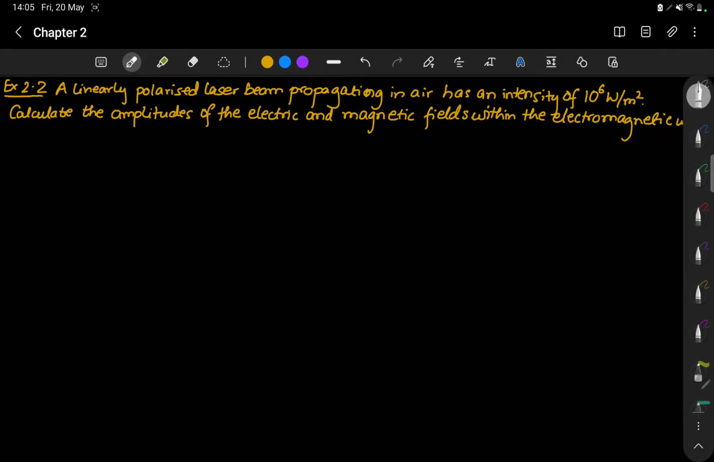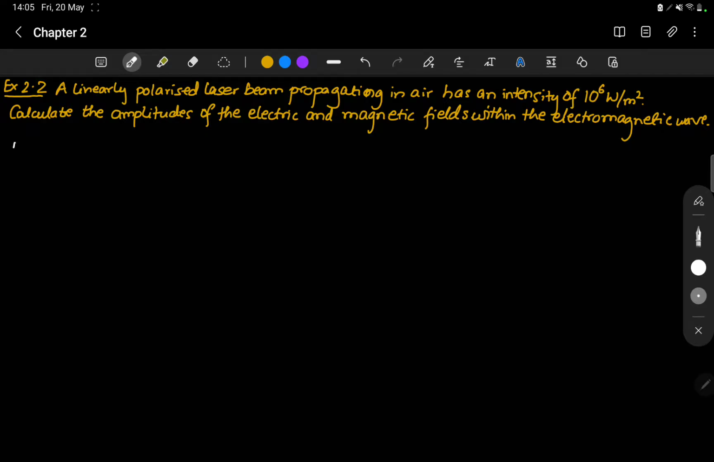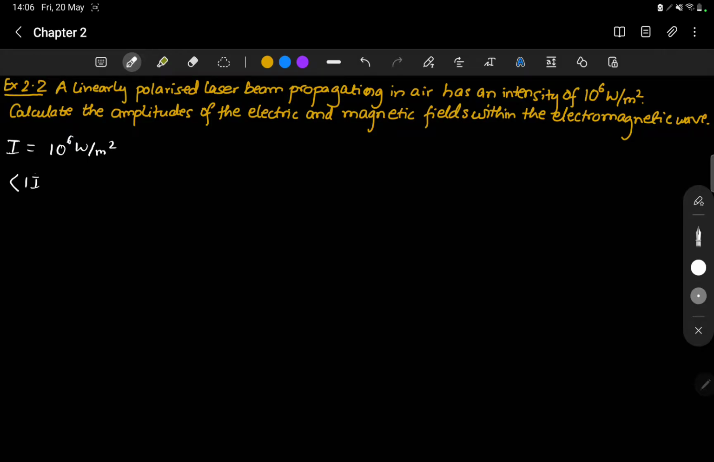So what are we given? We are given the value of intensity. Intensity is 10 to the power 6 watt per meter squared. Now we know, we have seen in this book, the formula for intensity is given as follows. So this is the formula for intensity. Why is this so? Because the magnitude of the Poynting vector gives us the intensity.